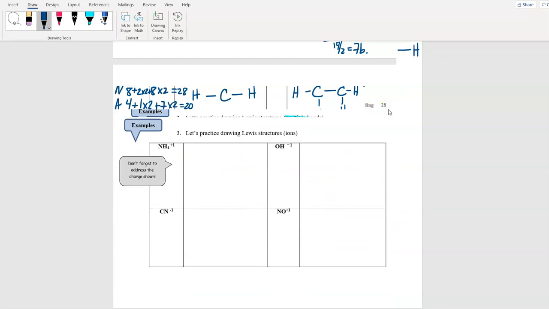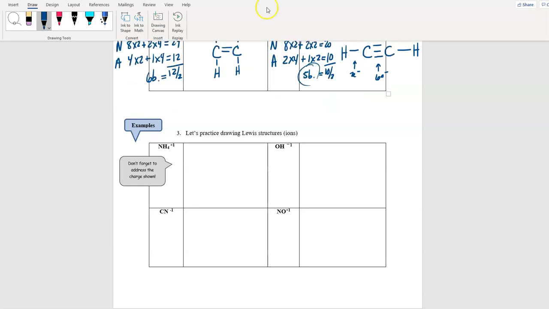Okay? Now you're probably thinking, well, Rodriguez, can you draw ions? Absolutely. My law works. But let me show you. Don't forget to address the charge. So let's look at ammonium. How does the math work? Okay. So I'm going to move my little note a little bit up there.